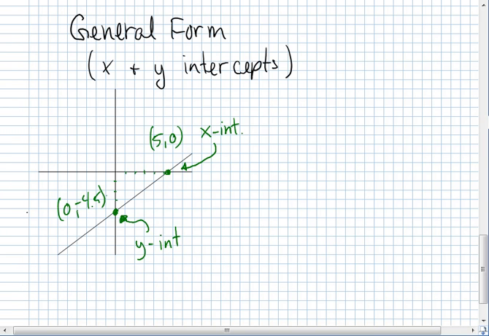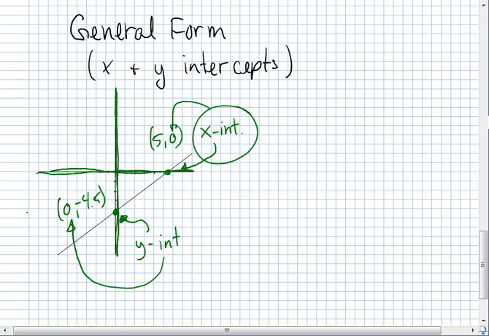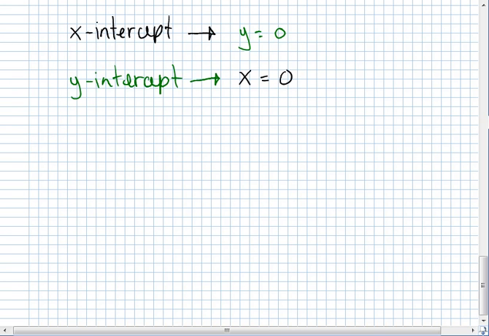The important thing to recognize here is that for the x-intercept, the y-coordinate will always be 0. And conversely, for the y-intercept, the x-coordinate will always be 0. Because all along this line here, x is 0. All along this line here, y is 0. So just remember that whenever you're trying to find one of them, just use the other coordinate and substitute it as 0.